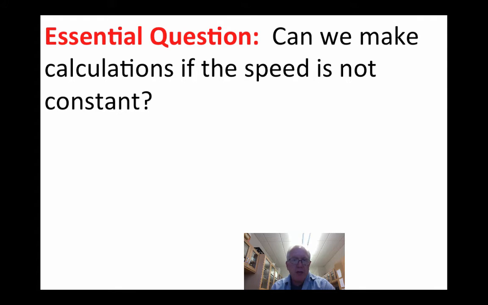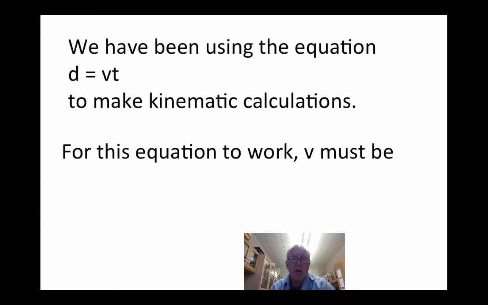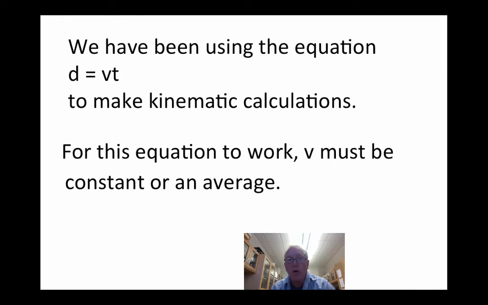And a good question to ask is, what can we do if the speed is not constant or doesn't stay the same? Something to think about as we get started. So far we've been using the equation d = v × t. Distance is equal to speed multiplied by time. And for this equation to work, that v, that speed, has got to be either constant or an average speed. But now we want to get a little bit more powerful in our calculations and talk about when speeds change, what's going to happen.